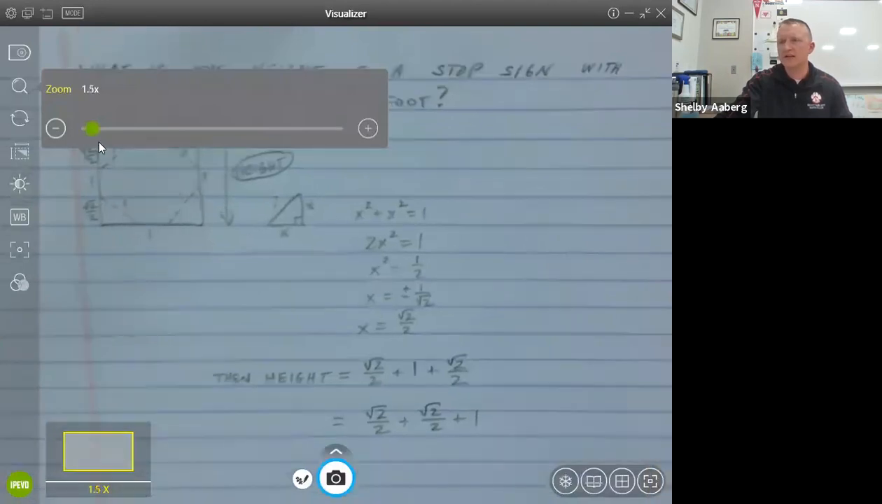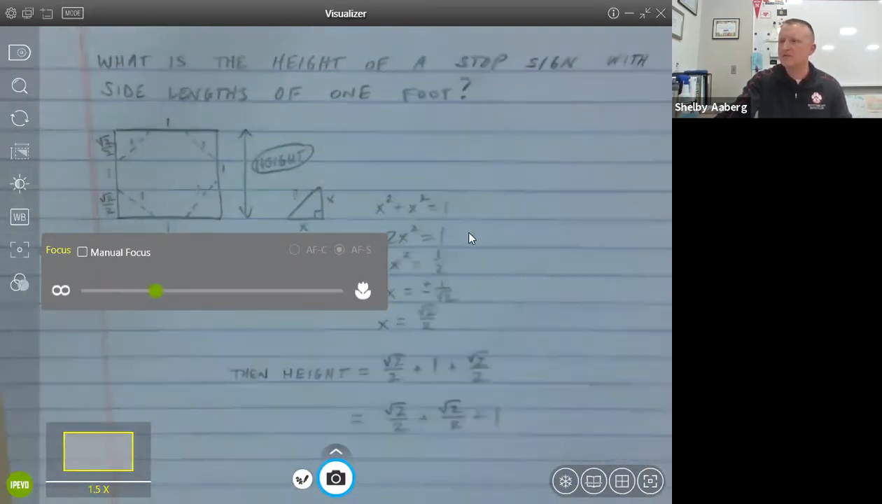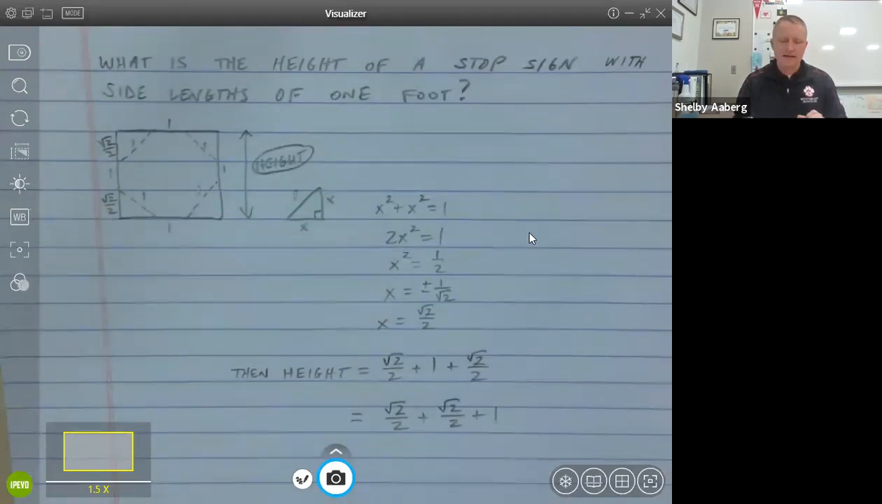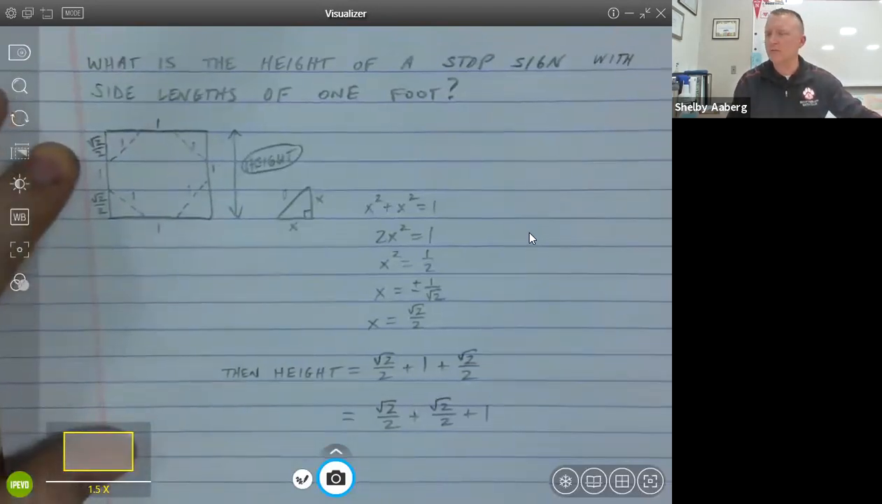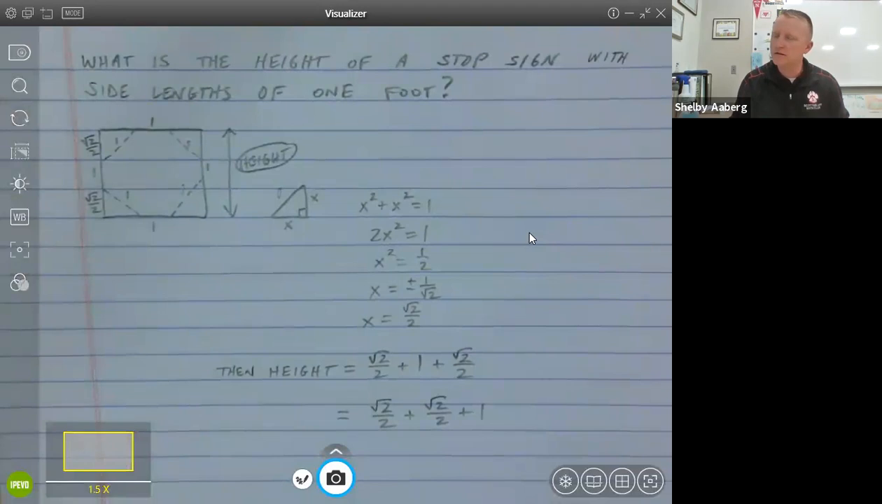To set the scene, I had 20 kiddos in here after school for various reasons. They're all working problems. Right now, a kid either qualified for the MathCounts chapter invite, which is a qualifier for state, or they're working on video projects. One of my sixth grade groups is asking me about a problem they found in a book that says, what is the height of a stop sign with side lengths of 1 foot?